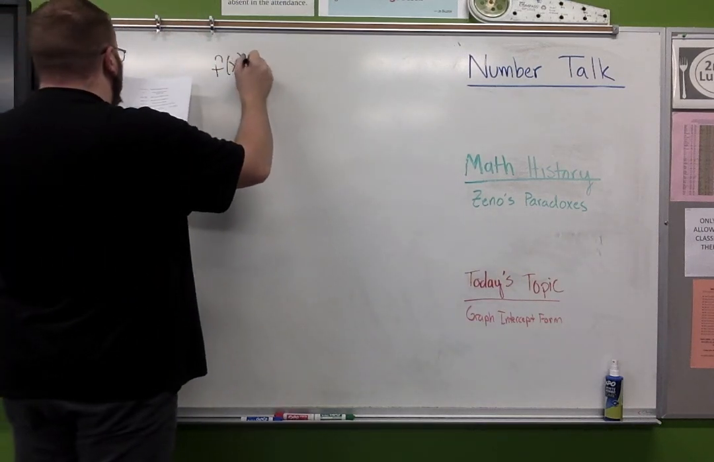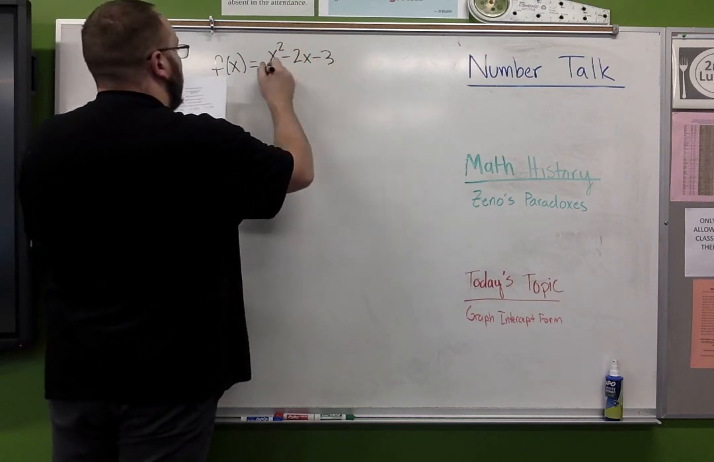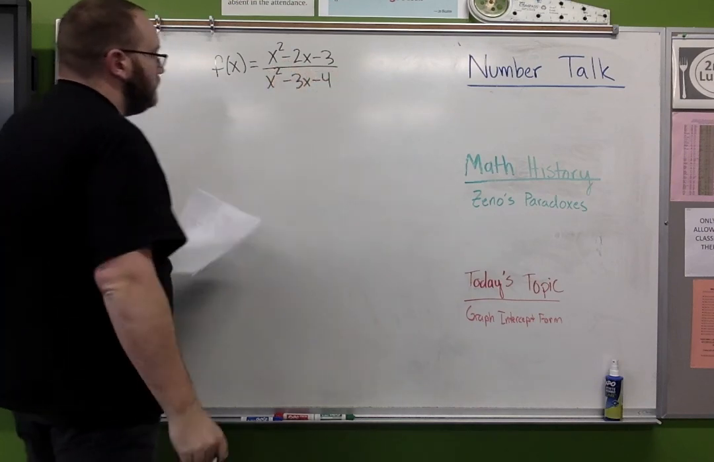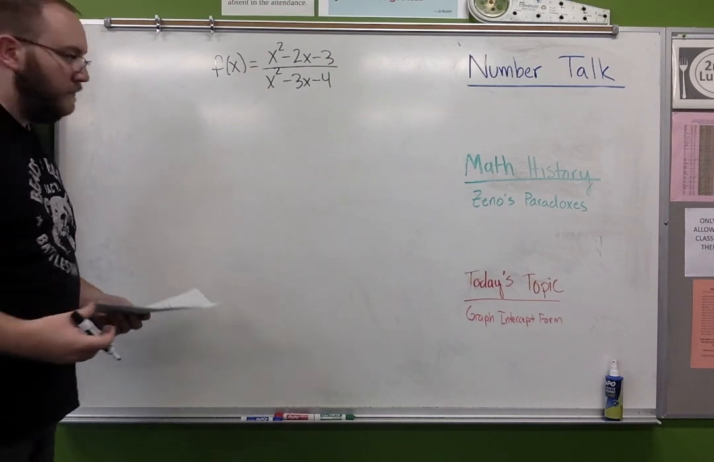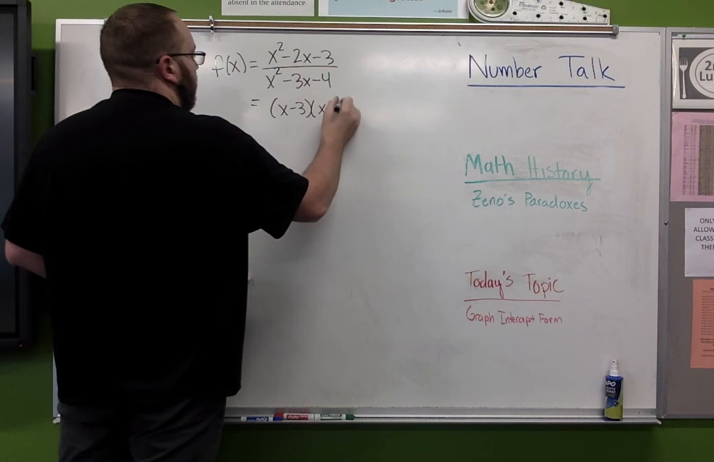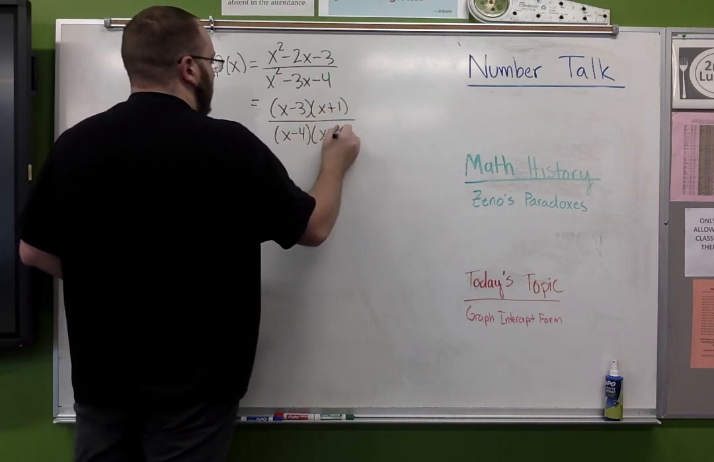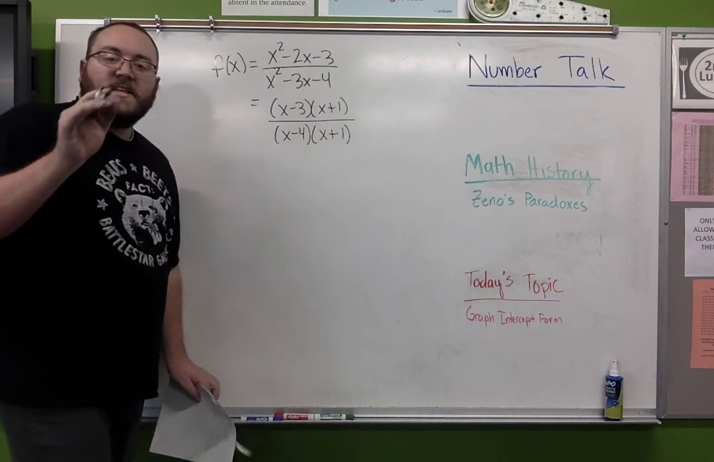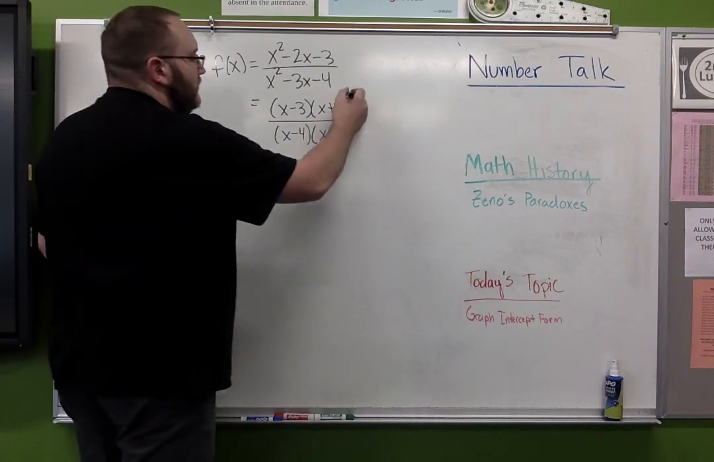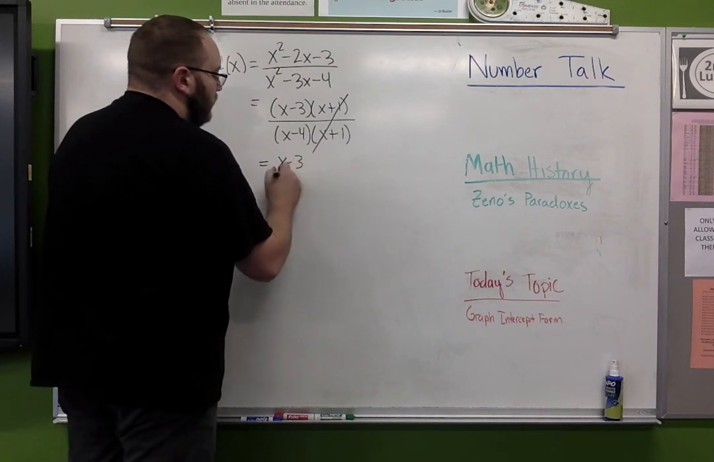F of x equals x squared minus 2x minus 3 over x squared minus 3x minus 4. We're going to factor. Now notice x plus 1 and x plus 1, they reduce, they do not cancel, they don't just disappear, they reduce to 1. Anything times 1 is itself. So we're left with x minus 3 over x minus 4.